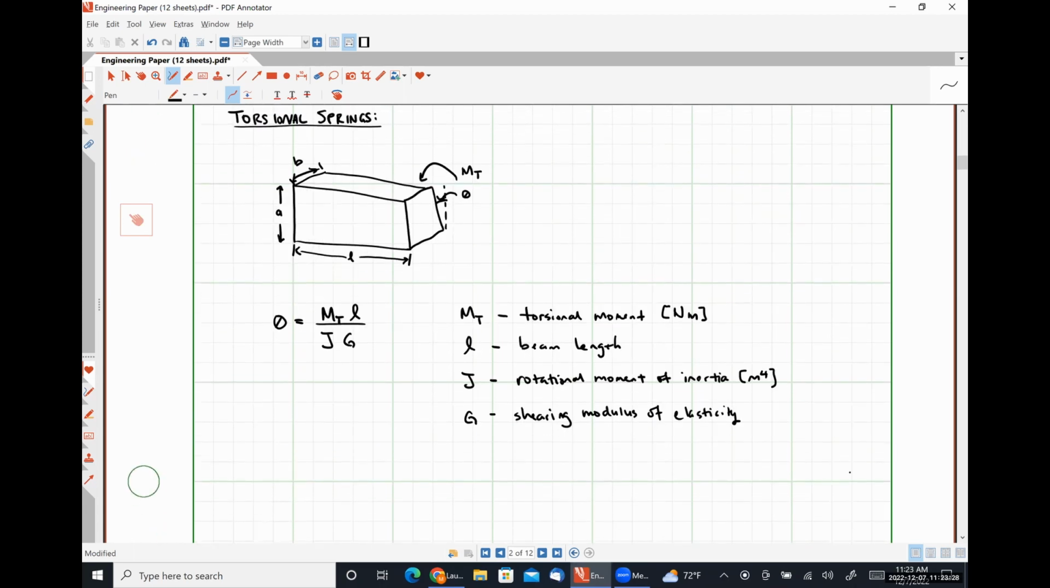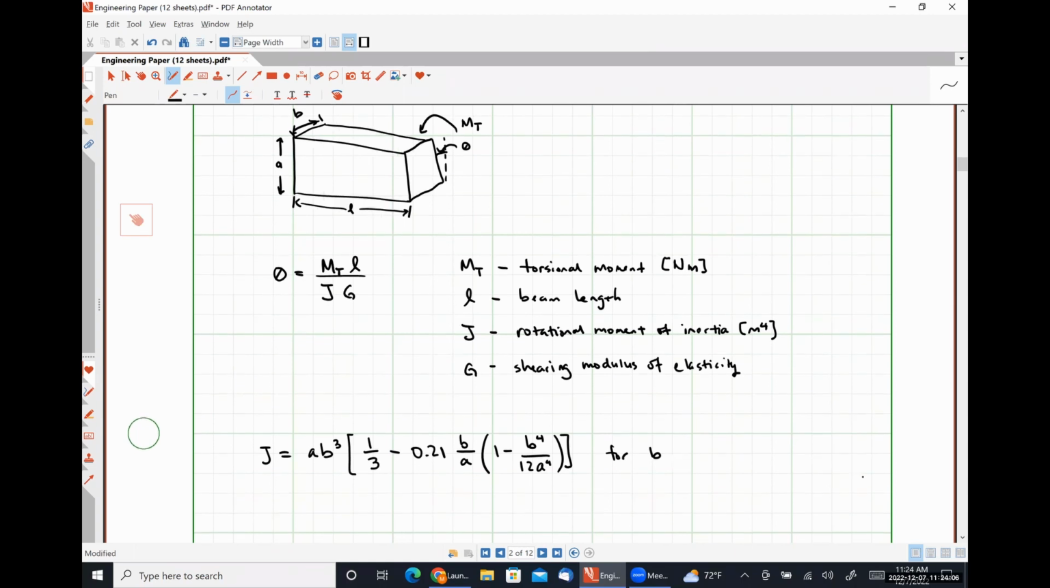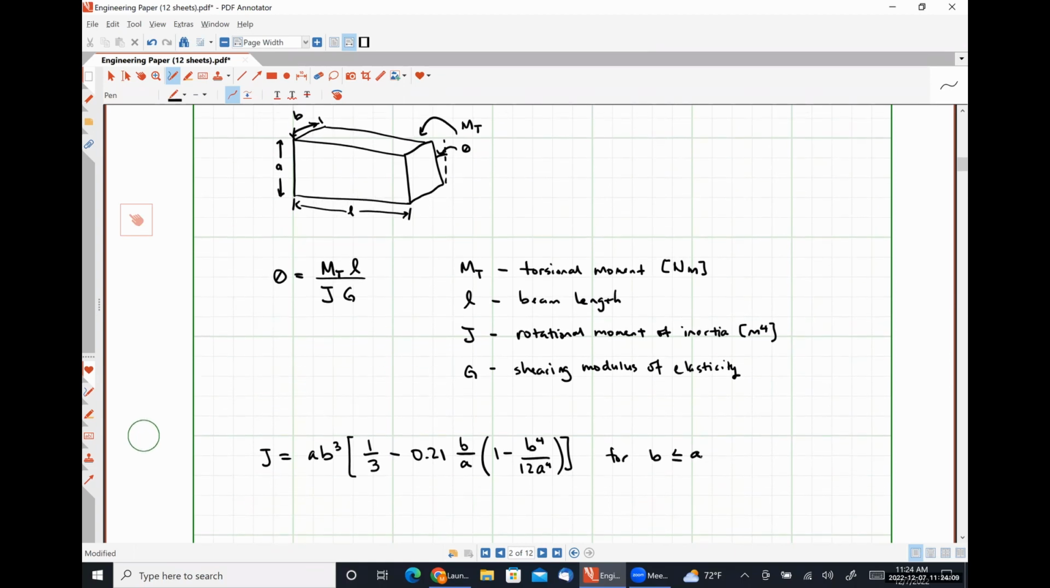For a beam with a rectangular cross-section, our rotational moment of inertia, J, will be AB cubed times 1/3 minus 0.21 B over A multiplied by 1 minus B to the fourth power over 12 A to the fourth power, for B less than or equal to A. Okay.